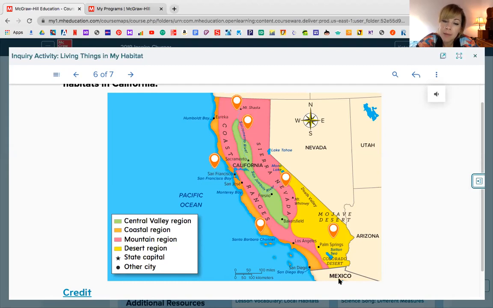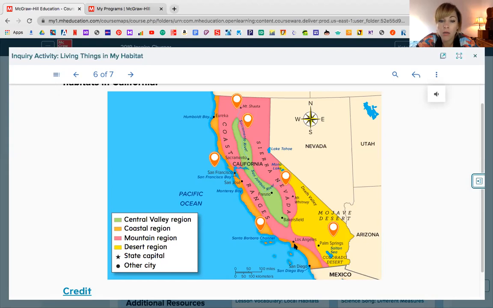All right, so typically we're going to connect to Los Angeles because we are in this area. If you look closely, we're in a coastal region. Because Los Angeles is in orange, we're in a coastal region. So we're gonna start here. Oh, I can't click on that, I'm sorry. So let's see what's in the Mojave Desert.